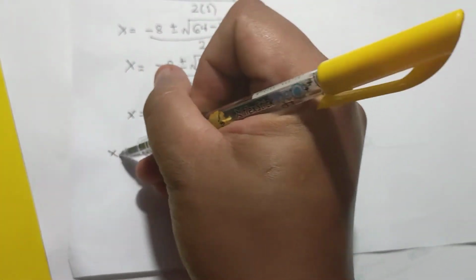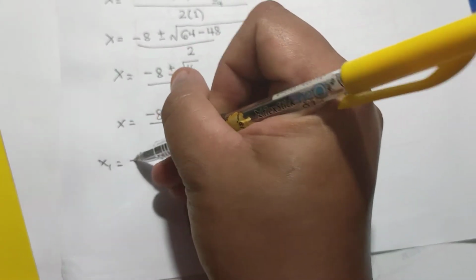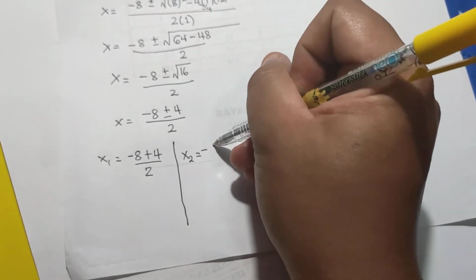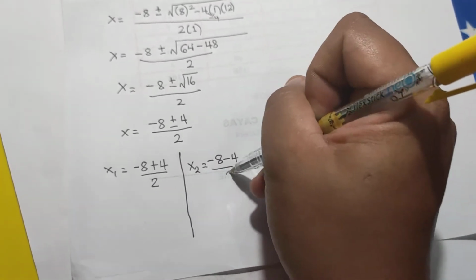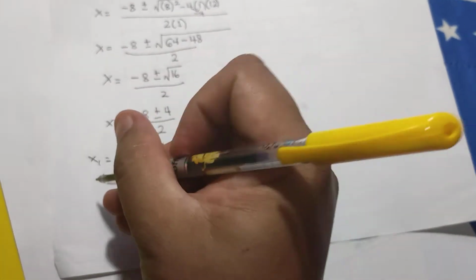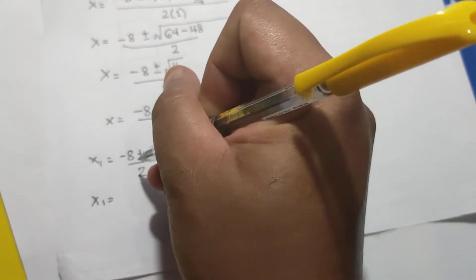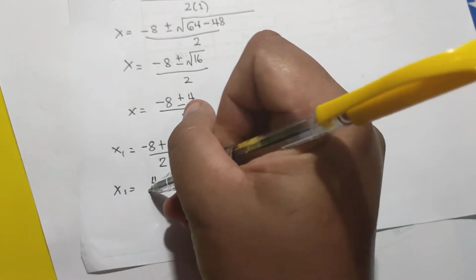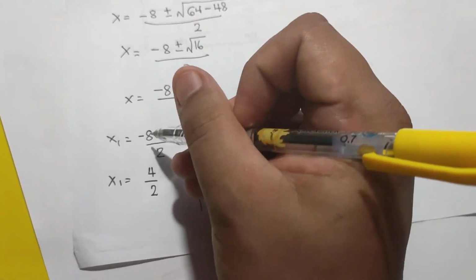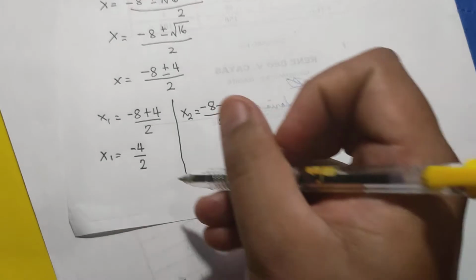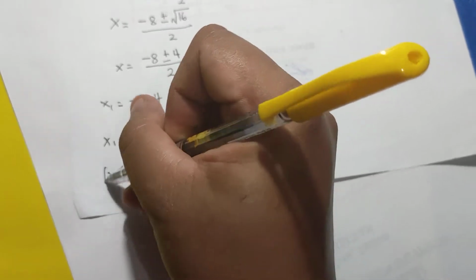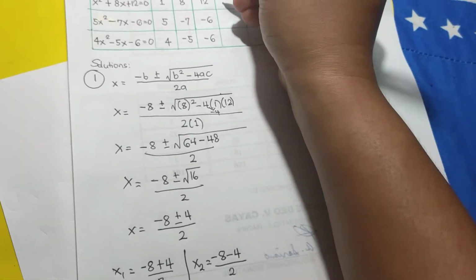And then, let us separate the two roots. So we have x of 1, which is equal to negative 8 plus 4 over 2. And x of 2 is equal to negative 8 minus 4 over 2. Okay, so let us solve. So since we have different signed integers here, we have to subtract. So 8 minus 4 will give you 4 over 2. Since the bigger number is negative, so magiging negative 4. So, negative 4 divided by 2, the answer is negative 2. So, that is our first root, negative 2.